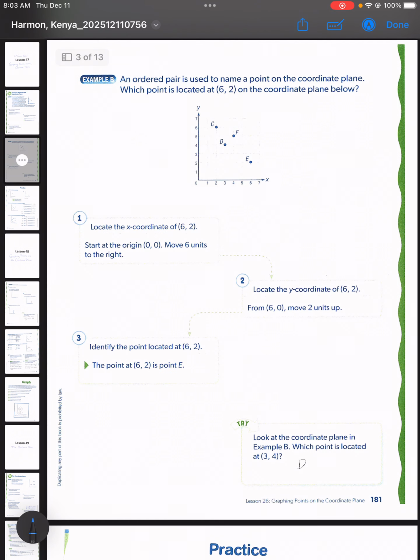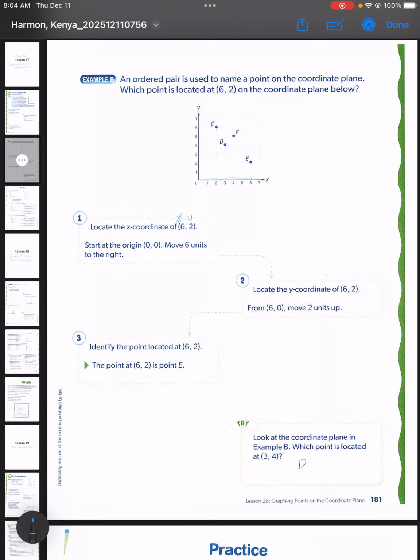As you jump into the next example, they're now being introduced to an ordered pair. What you want to make sure students get used to doing is labeling their ordered pair. So they are trying to identify which point is located at 6 and 2. When I see 6 and 2, I first want to label that my 6 is my X and my 2 is my Y. That means when I look for that 6, I'm going to be going left or right. And when I look for that 2, I'm going to be going up or down. So since my 6 is positive, I'm going to go over 6 to the right.